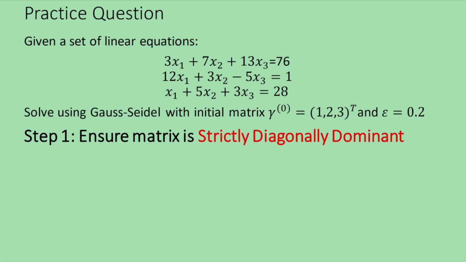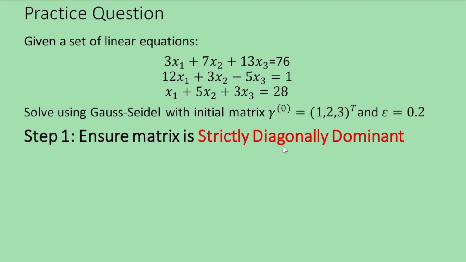Let's look at this practice question. It's given a set of linear equations. Solve using GAUSS-SEIDEL method with the initial value 1, 2, and 3. So the initial value of x1 is 1, x2 is 2, and x3 is 3. And the stopping criteria is 0.2. So let's go step by step. And you can do it on your own and check the answer with mine. Pause the video, or you can do it with me.